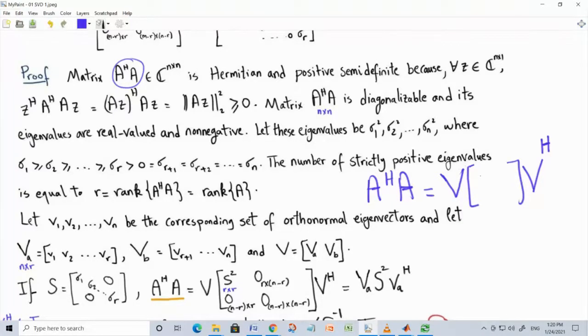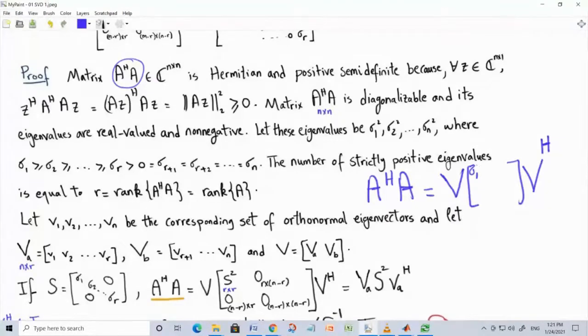So I will write those eigenvalues as sigma 1 squared, sigma 2 squared, till sigma n squared. This is something that you can do. You can imagine that those eigenvalues, because they are real valued and non-negative, are the squares of some parameters, and the sigmas themselves, without the squares, will be the singular values of matrix A, etc. But let's now focus on A Hermitian A.